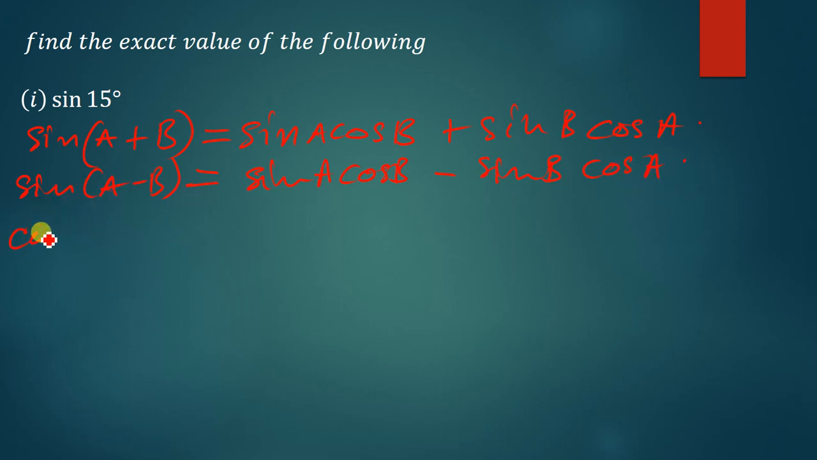And then for cos A plus B, this is given by cos A cos B minus sine A sine B. Then for cos A minus B, this is given by cos A cos B plus sine A sine B. So these are some of the equations that are needed when you're solving trigonometric questions that involve angles that are not special angles but a sum or a difference of two special angles.